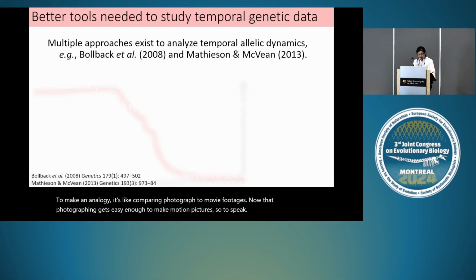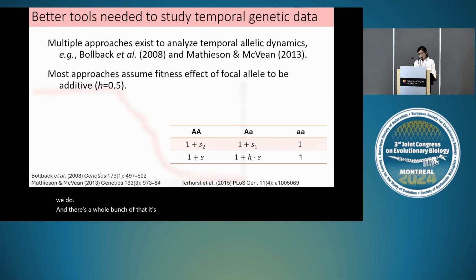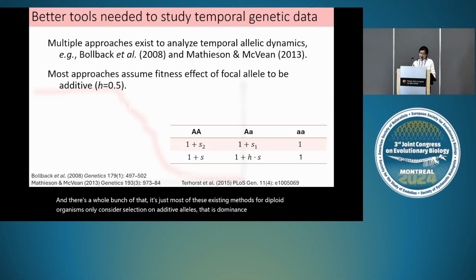However, despite this progress in data availability, the development of analytical tools still needs to catch up. It's not like we don't have framework to analyze allele frequency dynamics. We do, and there's a whole bunch of that. It's just most of these existing methods for diploid organisms only consider selection on additive alleles. That is, dominance coefficient is 1/2.